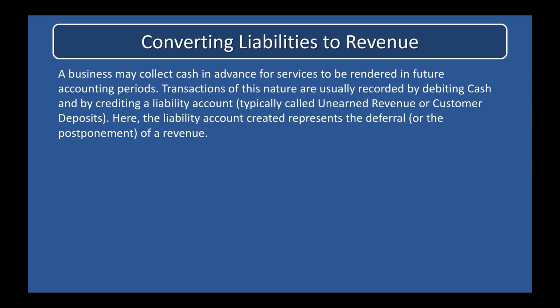A business may collect cash in advance for services to be rendered in future accounting periods. Transactions of this nature are usually recorded by debiting cash and by crediting a liability account, typically called unearned revenue or customer deposits. Here, the liability account created represents the deferral or the postponement of a revenue. In the period that services are rendered or the goods are sold, an adjusting entry is made to allocate a portion of the liability from the balance sheet to the income statement to recognize the revenue earned during the period. The adjusting entry is recorded by debiting the liability, unearned revenue or customer deposits, and by crediting revenue earned, or a similar account, for the value of the services.